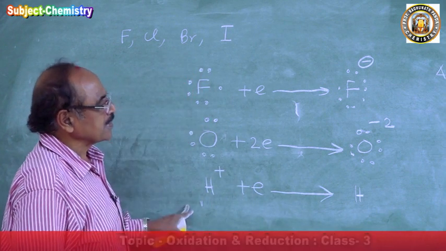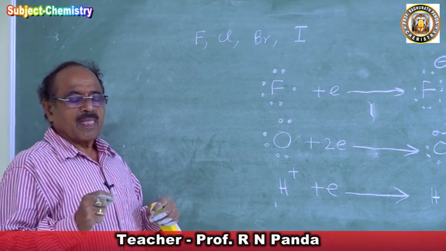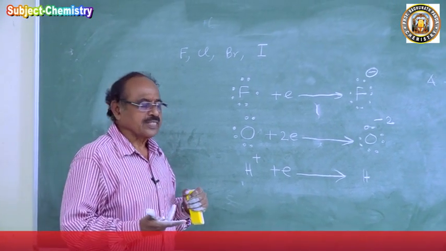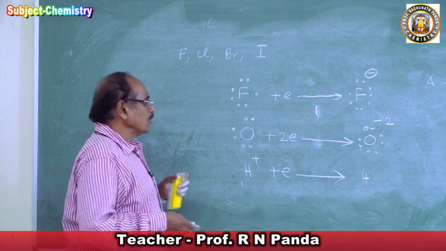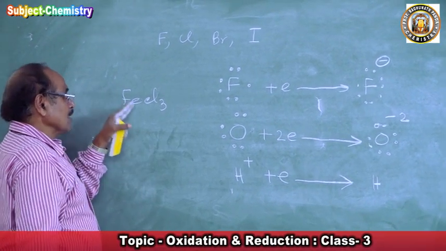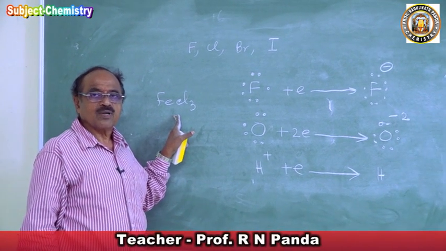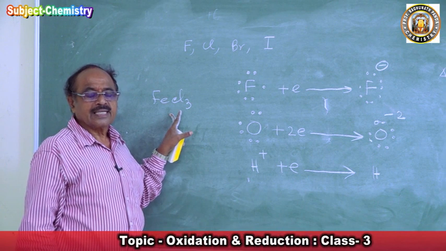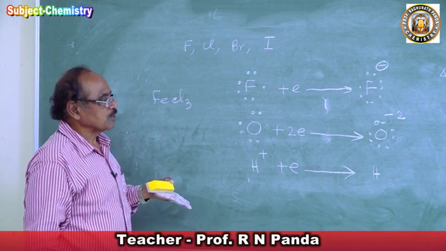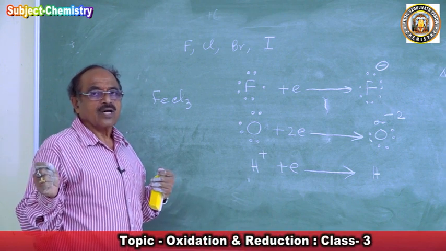There are similar substances: those molecules which are electron deficient are also very good oxidizing agents. So who are they? Ferric chloride is also used as an oxidizing agent. Ferric chloride can be an oxidizing agent because it is an electron deficient molecule. It can easily accept electron. So we can say that all electron deficient molecules are good oxidizing agents.